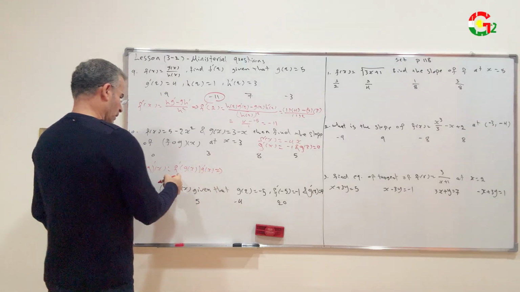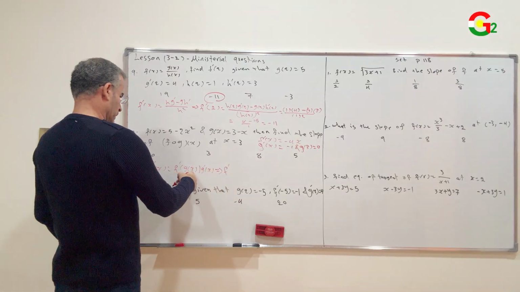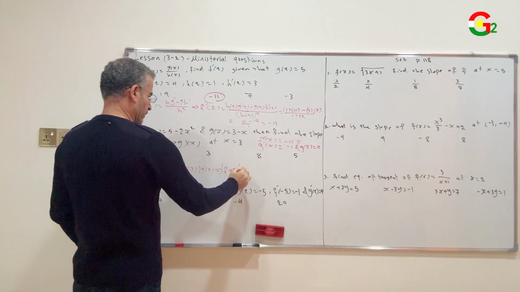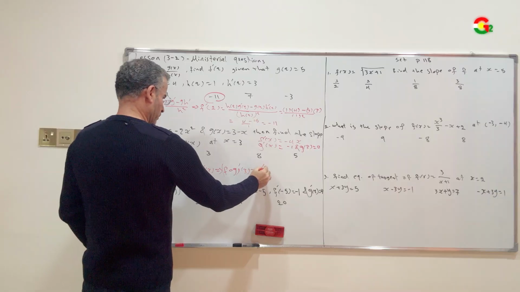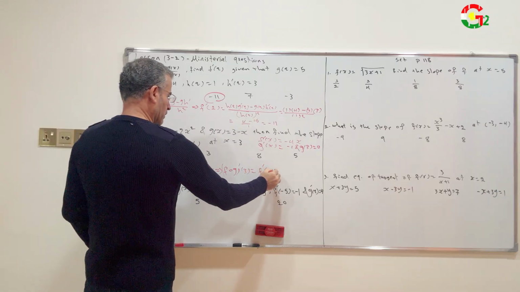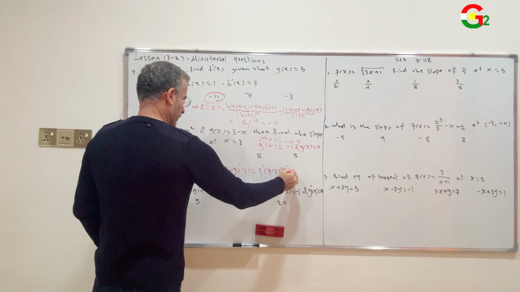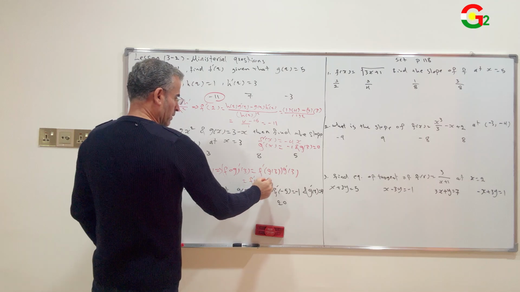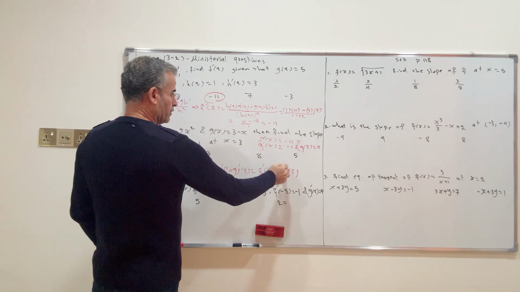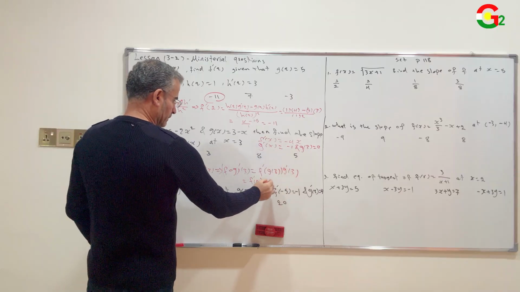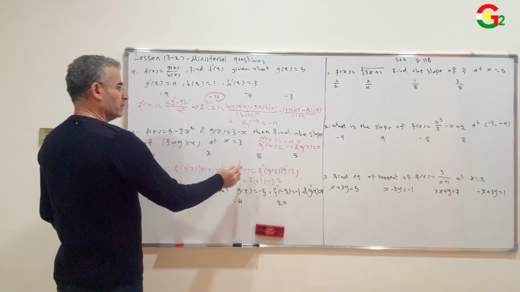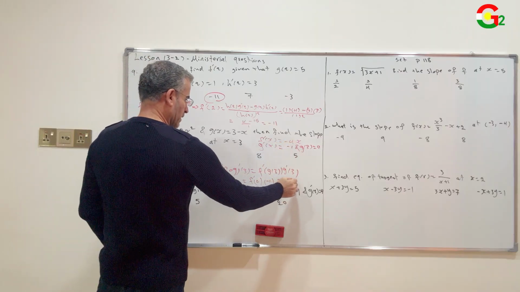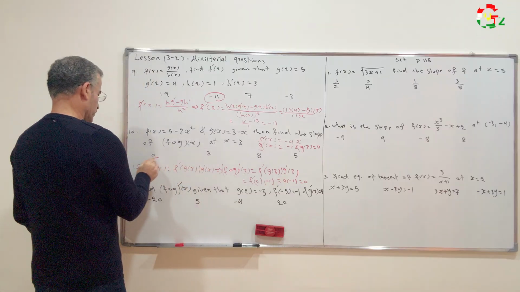Now, f o g prime of 3 equal to f prime of g of 3 times g prime of 3, equal to f prime of g of 3, which is 0, times g prime of 3, which is -1, equal to f prime of 0 times -1, equal to 0. Choice A.